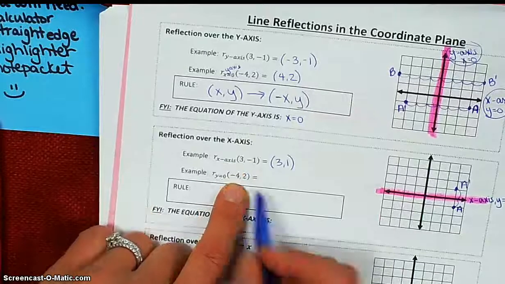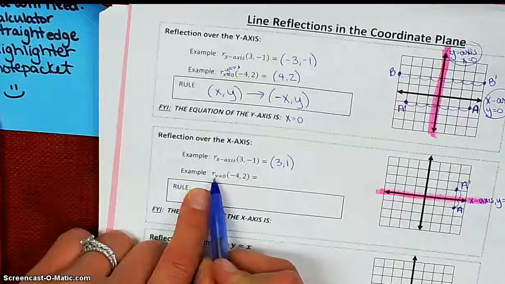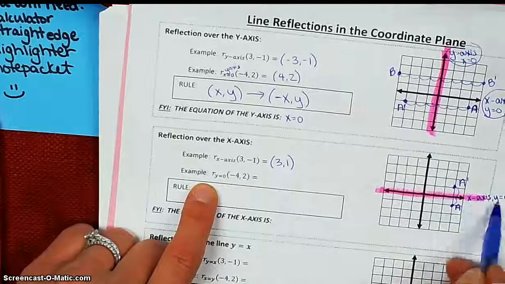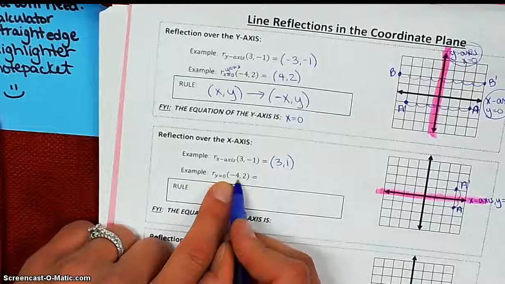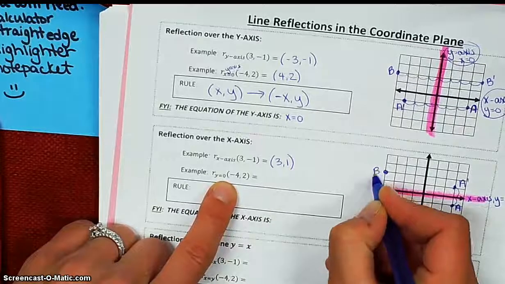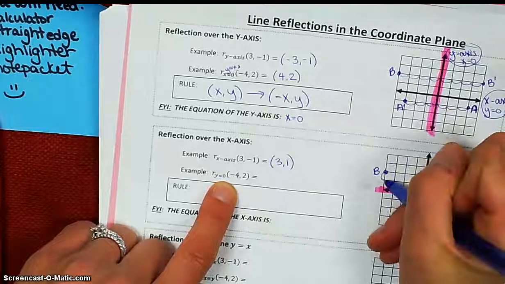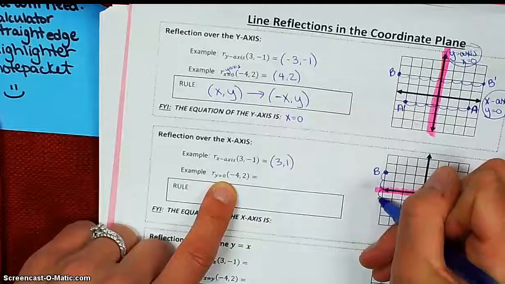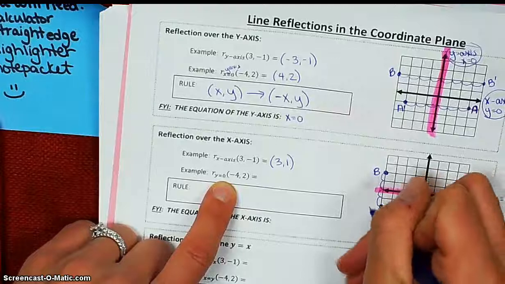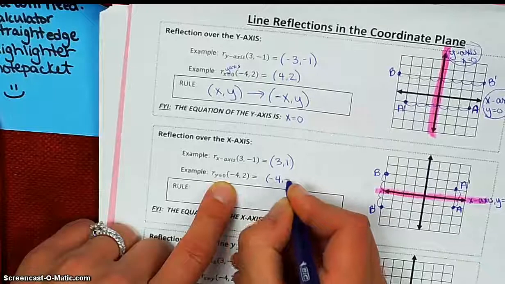Now let's try our next example. Say a reflection over the line y equals 0, which is just a fancy way of saying the x-axis, the point (-4, 2). Okay, so I want to flip it over that line of reflection. So if I look, I am 2 units away, which means I have to be 2 units away on the other side. So B prime, we are now at (-4, -2).